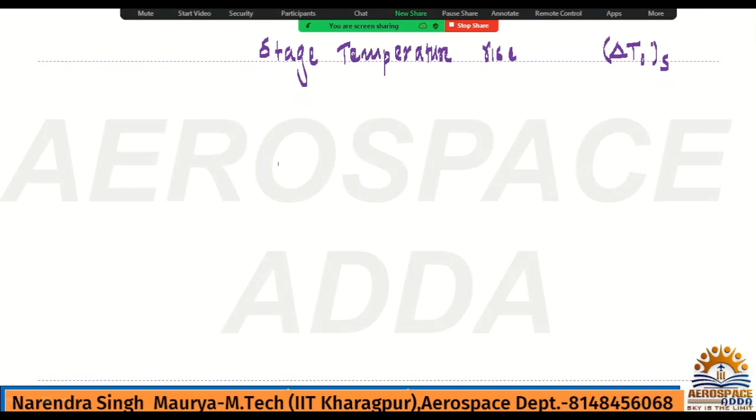Simple, you know that work is nothing but specific work. So it will be Cp delta Ts, the stage temperature rise. This is specific work, so m is already taken to the other side and will not be multiplied here. If you are writing total work, then it will be m Cp delta T. Otherwise, because it is specific work, it is Cp into delta T. Alright, now what is this delta T?